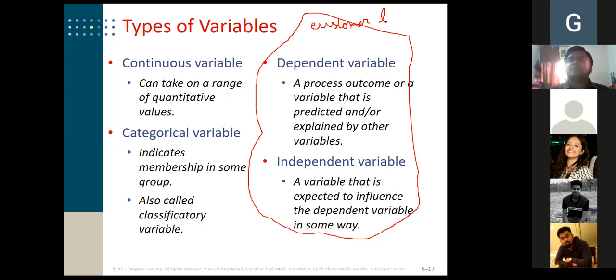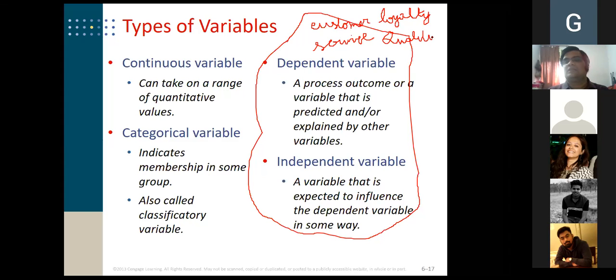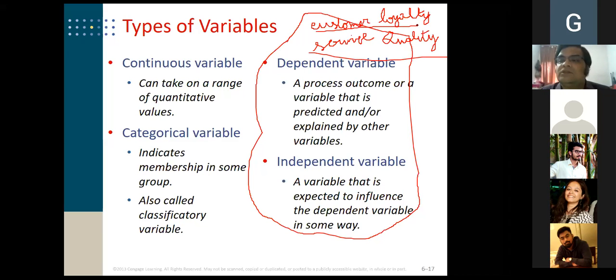Who is this? You have understood the whole of today's lecture. Customer loyalty, and I have given you two variables, service quality. Just for the sake of simplicity, I'm not making it complex. Service quality. Are they variables, first of all? No doubt, they are variables. Service quality will vary from company to company. Customer loyalty will vary from customer to customer. So first of all, they are variables, no doubt. Number one. Number two, which one is dependent and which one is independent?